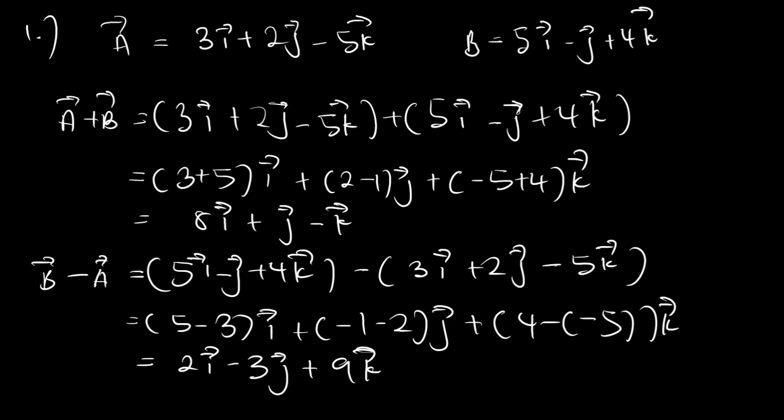And then for B minus A, it's the opposite. We're going to do subtraction, and then the answer is 2i minus 3j hat plus 9k hat.